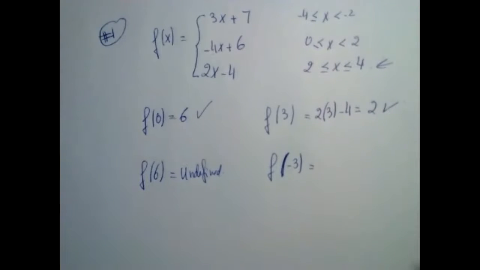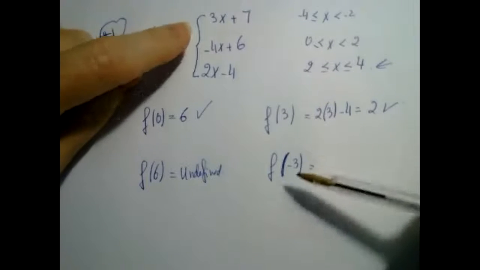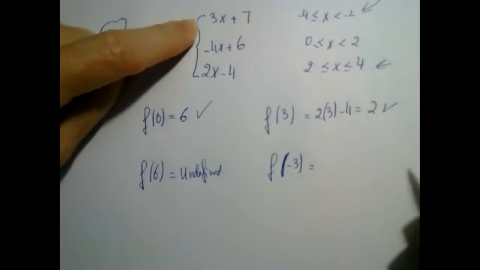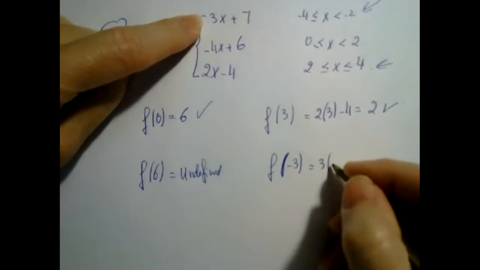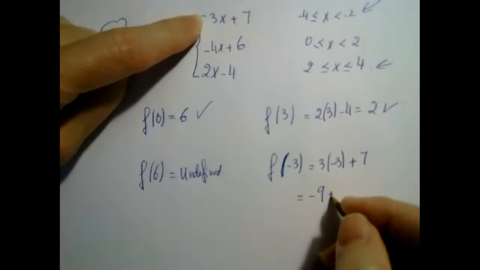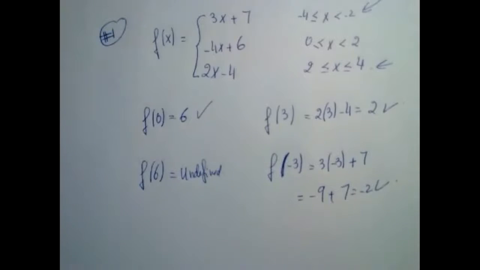F of -3. Okay, I'm having -2. So let me see if it's correct. Which condition does -3 satisfy? -3 satisfies this condition. So that's the rule we have to use. 3 times -3 is -9, plus 7. This is -2. Correct. Okay.